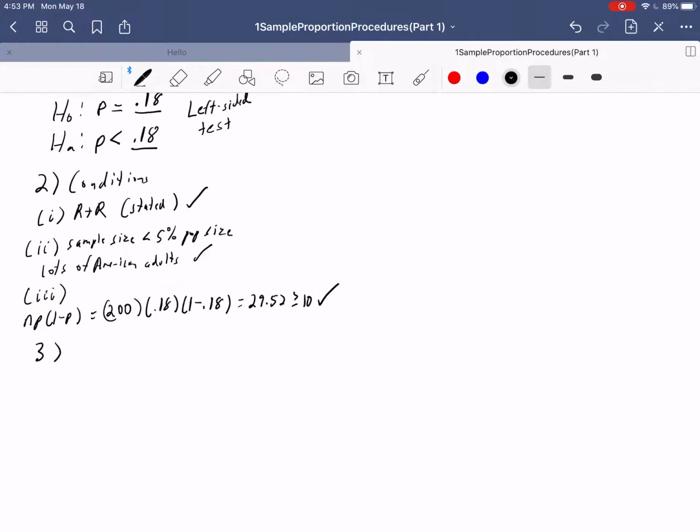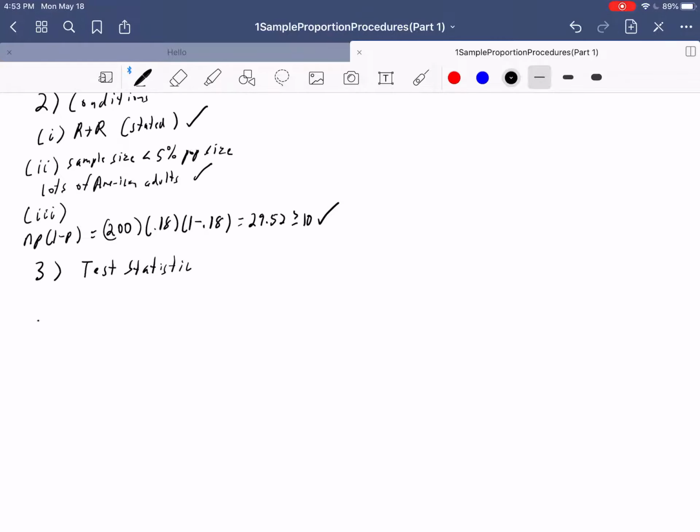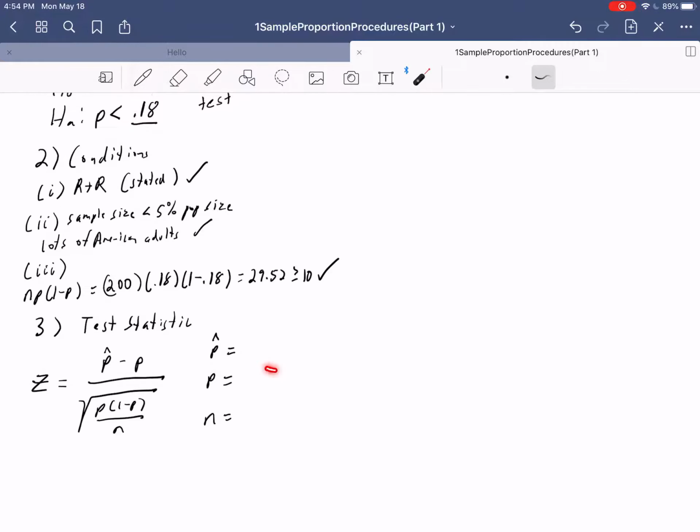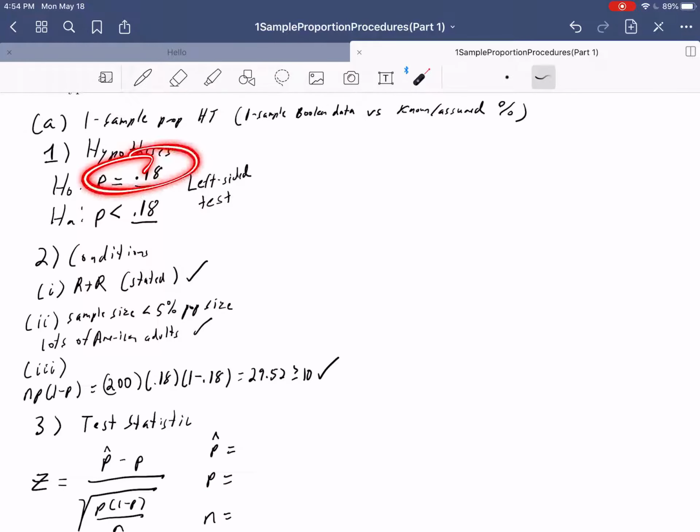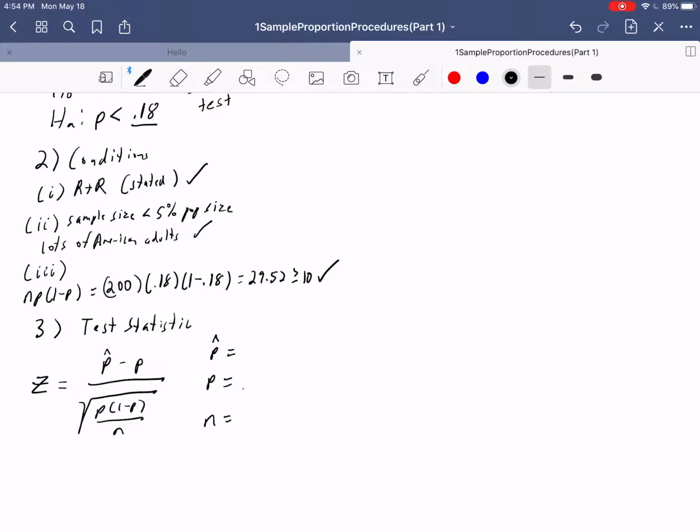All right, let's go ahead and look at our test statistic then. For our test statistic, we're going to be using z. z equals p hat minus p over the square root of p times 1 minus p divided by n. So we need to know three things here: p hat, p, and n. So what do we know so far? Well, we've already talked about this guy, that p is our null hypothesis. So we've got our 0.18. Our sample size, we've already mentioned that as well. We've already used it, in fact, it's 200. And now we need to get our sample proportion.